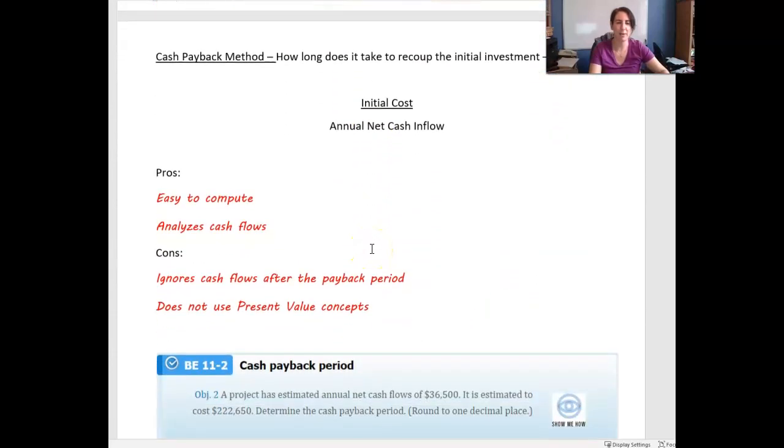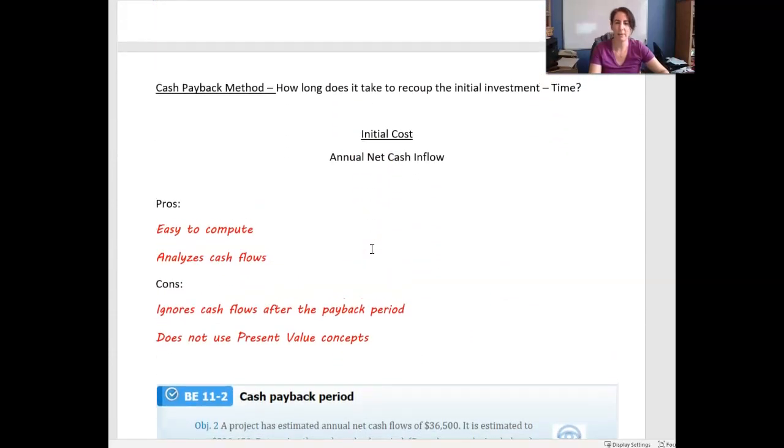Okay, cash payback method. How long does it take to get your money back? How long will it take to recoup the money that you put into this investment? So if it's a $100,000 investment, how long is it going to take for me to get my $100,000 back? So really what we're looking at is the time component here. Easy to compute. You look at cash flows. We don't deal with cash flows after the payback period. We're only concerned about how long is it going to take me to get my money back.